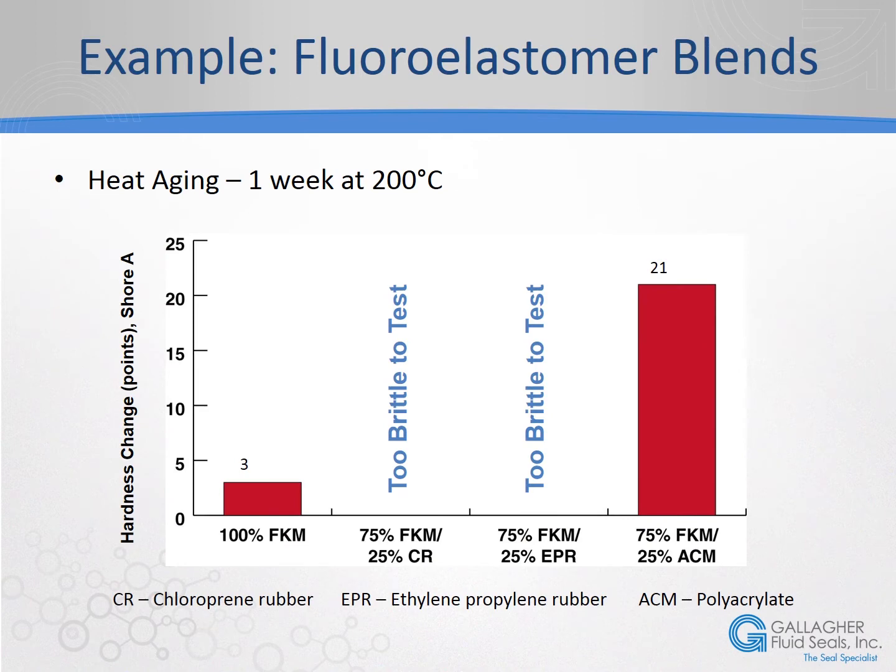This chart compares a product made with 100% FKM polymer to several fluoroelastomer blends at high temperatures. After heat aging for 1 week at 200 degrees C, the product made using 100% FKM polymer shows minimal hardness change. FKM blends with CR and EPR become so hard that they are too brittle to test. The blend with polyacrylate has a hardness change of 21 points. Elastomer products that become very hard or brittle lose their ability to seal properly.